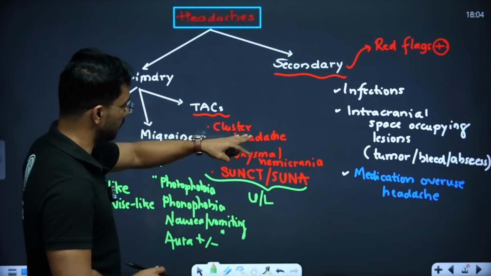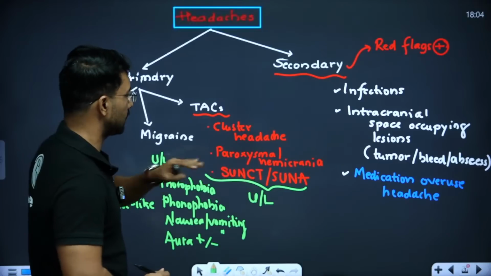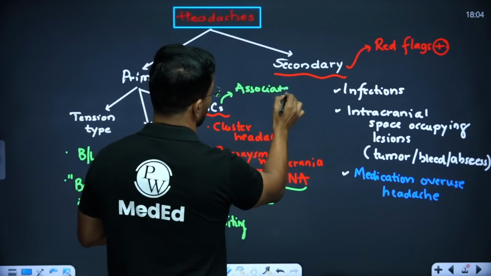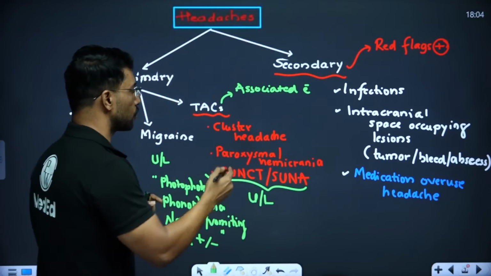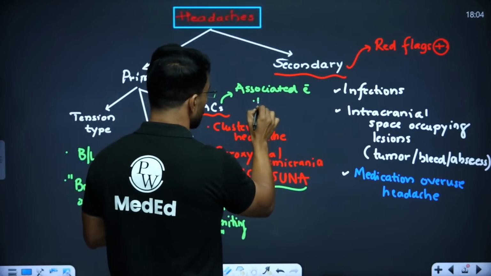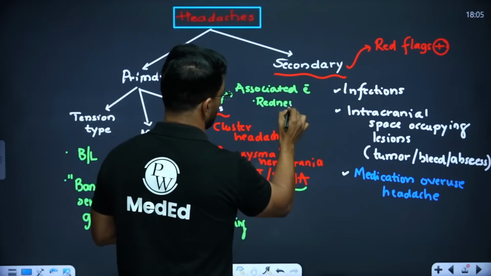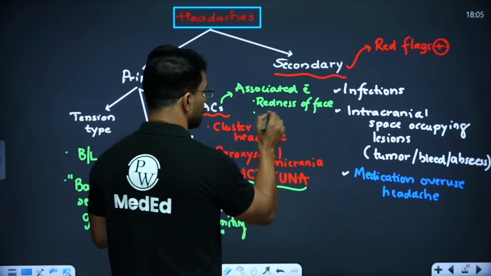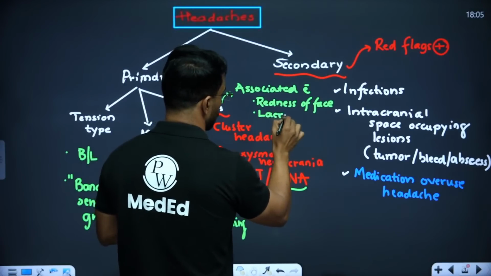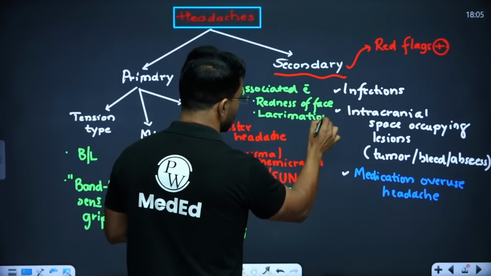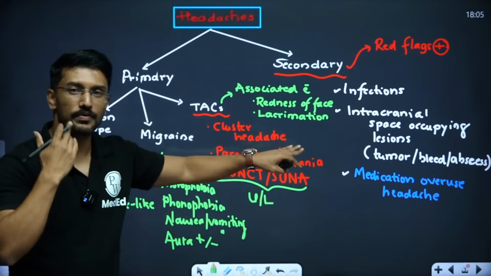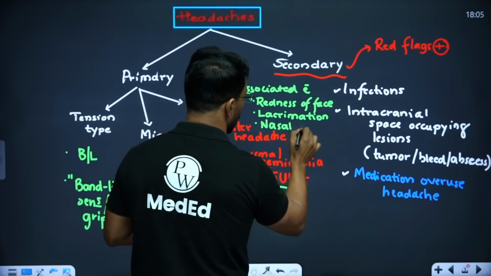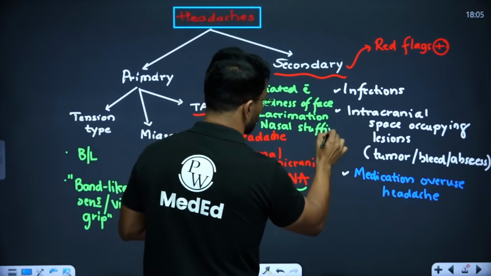All these TACs, trigeminal autonomic cephalgias, cluster headache, paroxysmal hemicrania, and SUNA, are associated with autonomic symptoms. What are those autonomic symptoms? They can have redness of the face. You can also call it flushing of the face. Then the second thing they can have is lacrimation. While the unilateral headache is going on, on the same side which the headache is affecting, they will also have tearing or lacrimation. They can also have nasal stuffiness or nose block.